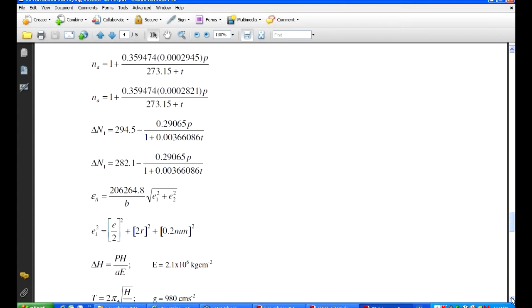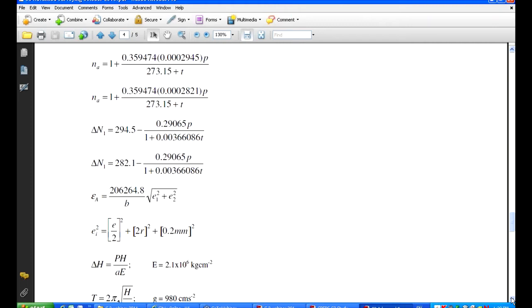Now, the two formulas here that you see with the delta capital N, they are telling us corrections in refractivity, so the units are parts per million. If you take the second one that has the 282.1 in it, and put in 12 degrees in the T and 1013.25 in the P and evaluate it, you get 0. That tells us that that particular formula then relates directly to the conditions of that question. So that's the design refractivity is 282.1.